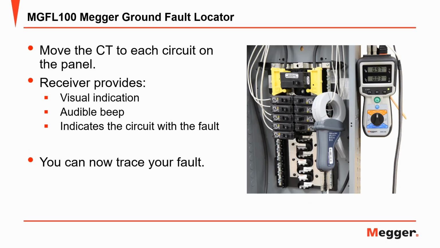Move the CT to each circuit on the panel. The receiver will provide a visual indication as well as an audible tone when you're on the circuit with the real fault. Once you know the circuit with the fault, you can proceed with tracing.